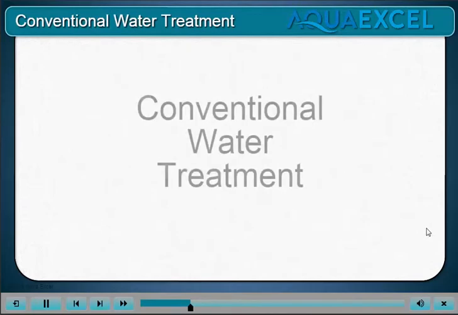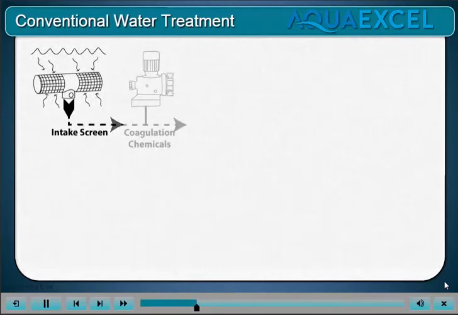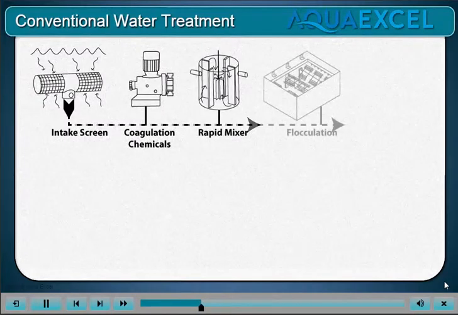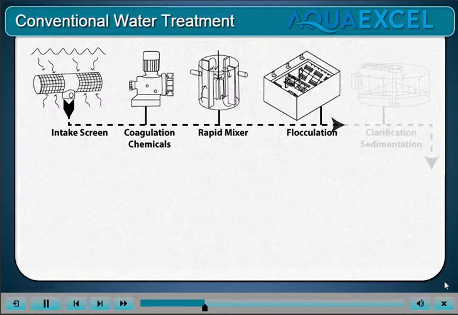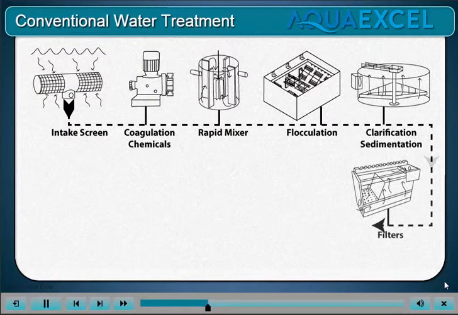This is what the term conventional water treatment means in Ontario. Starting at an intake screen or well, the raw water is dosed with the proper amount and type of coagulation chemical, then rapidly mixed, and then slowly mixed in the coagulation and flocculation process. Solids are settled out in clarifiers, and the water is again filtered.